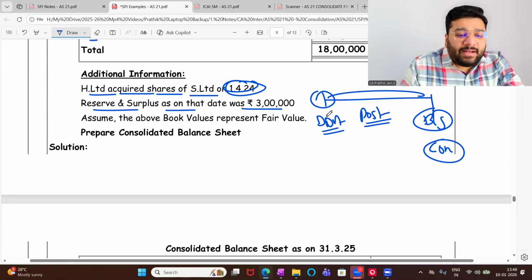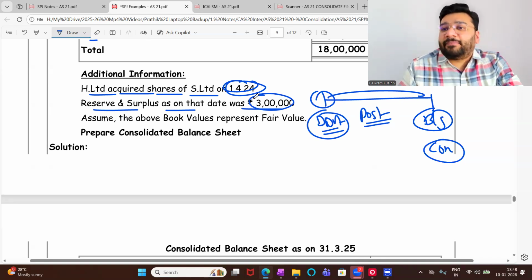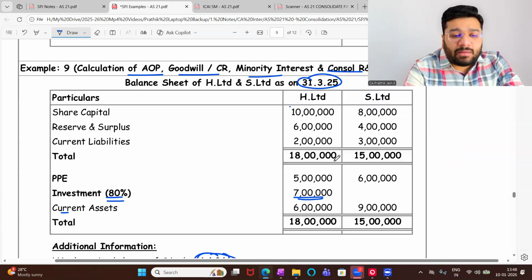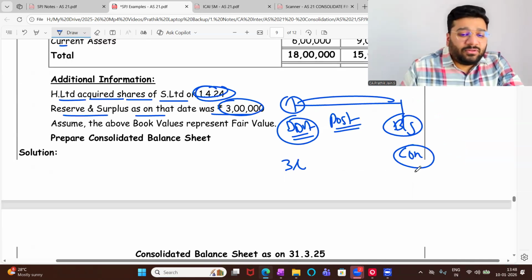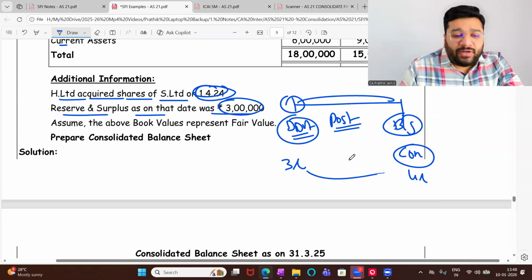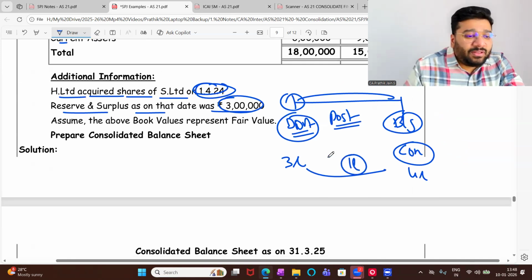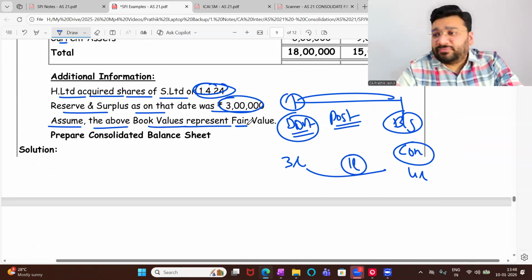Reserve and surplus on the date of acquisition is 3 lakh. At the end of the year, how much? 4 lakh. So in between, what is the post-acquisition profit? 1 lakh. Assume the above book value represents fair value. Okay, not okay?